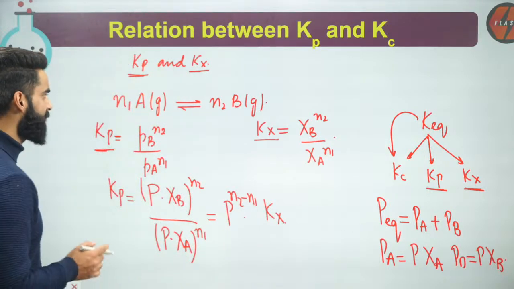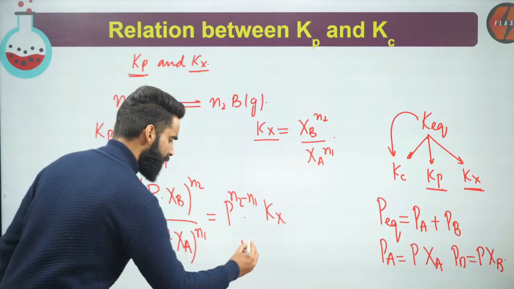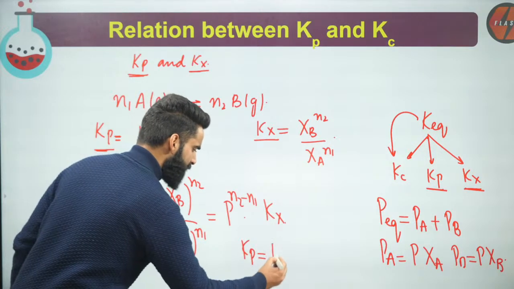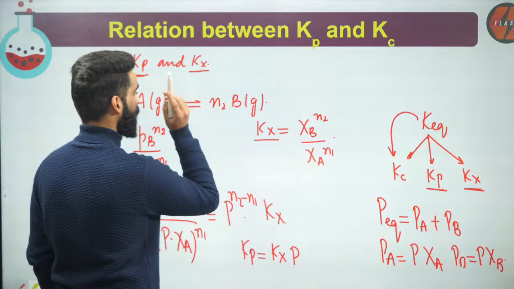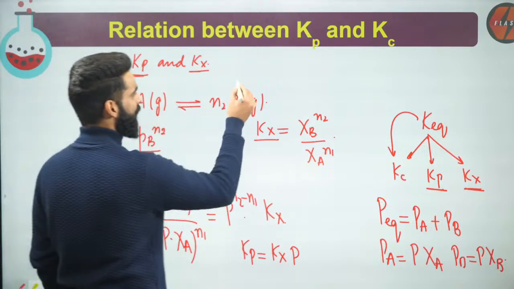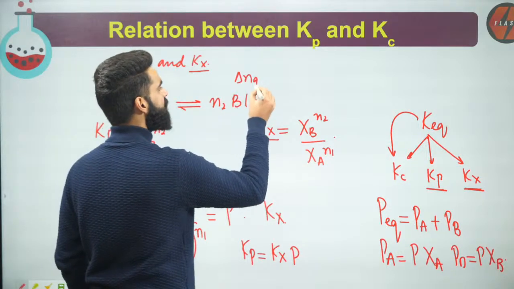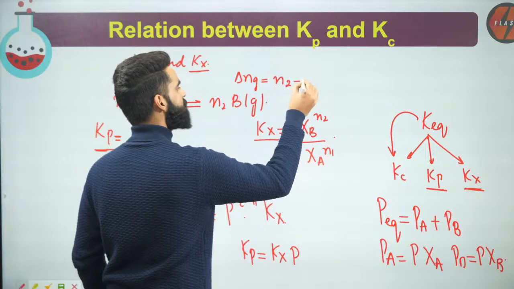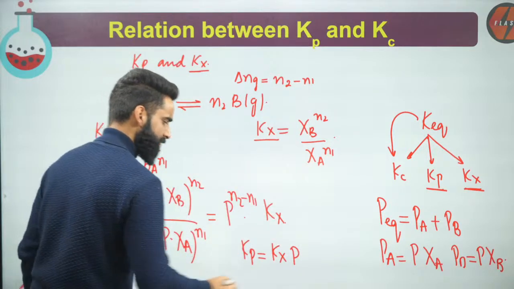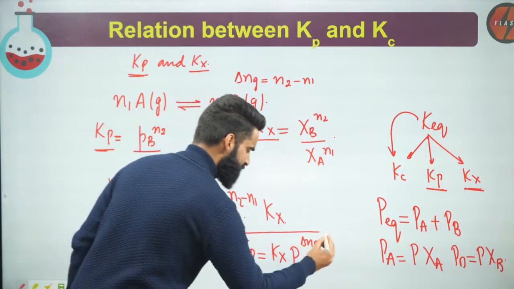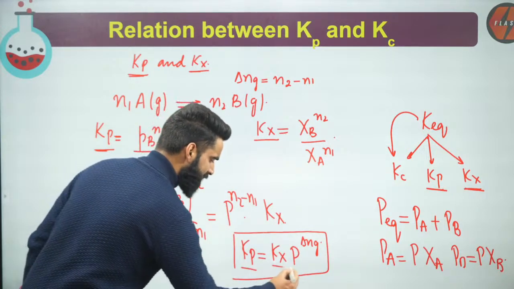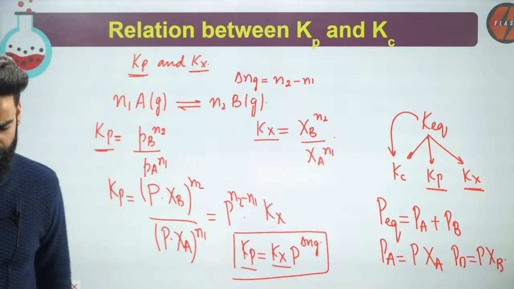Now people, what I got is the value of Kp as Kx multiplied by P to the power n2 minus n1. For this reaction, n2 minus n1 is the value of delta Ng. So I can write P to the power delta Ng. This is the relation between Kp and Kx for the reaction which we had.